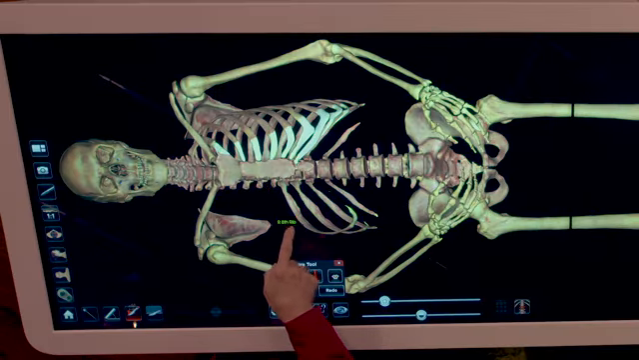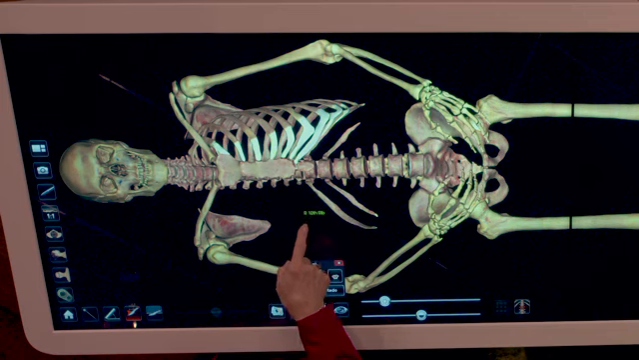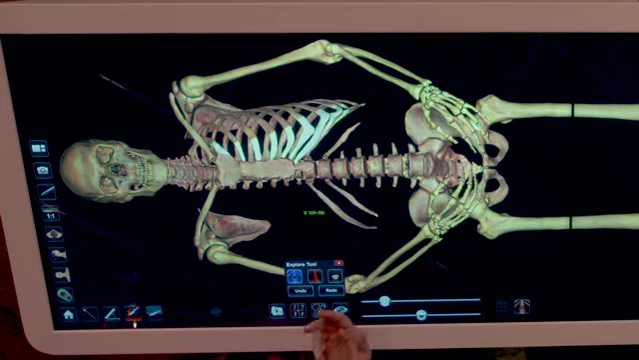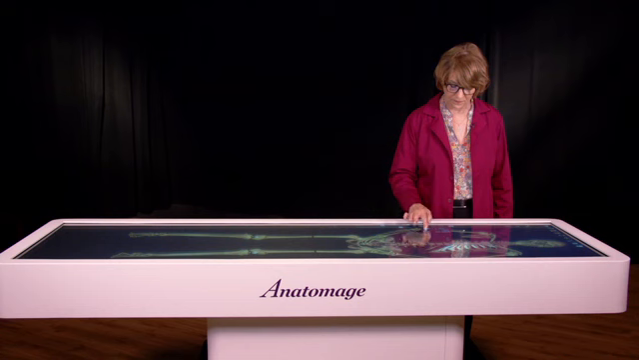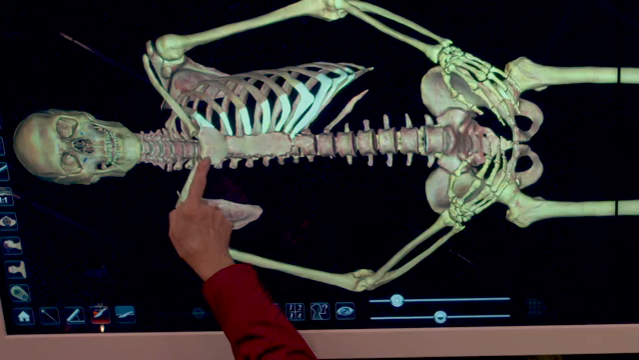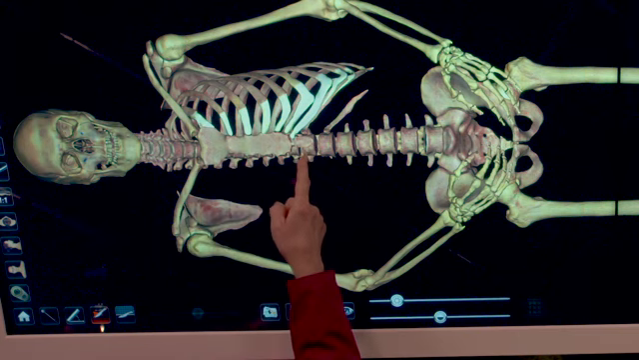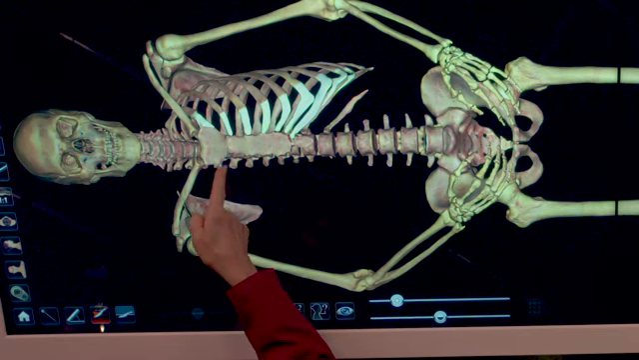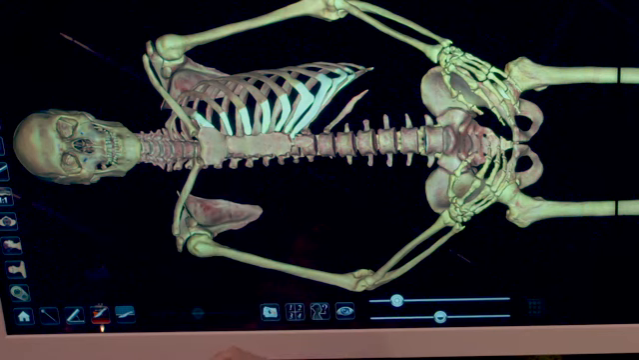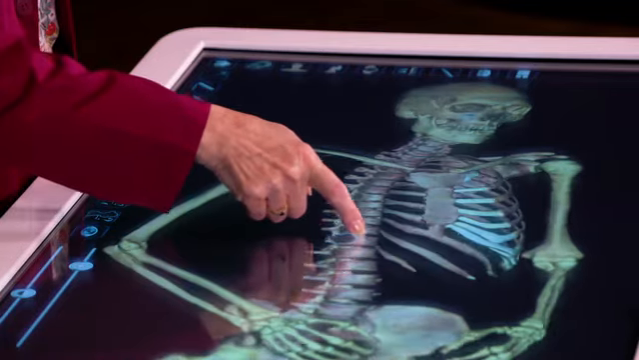Ribs 8, 9, and 10 borrow the attachment of rib 7, so they are a type of false rib, and ribs 11 and 12 are the floating ribs that have no attachment to the sternum at all. The sternum itself is composed out of the manubrium, the body, and the xiphoid process. And remember, this manubrium meets the body at a ridge called the sternal angle, which is an important anatomical landmark.